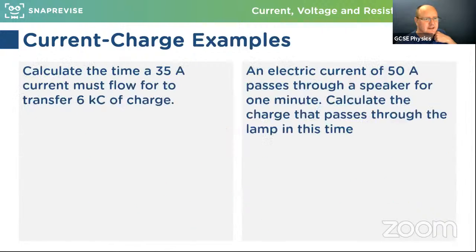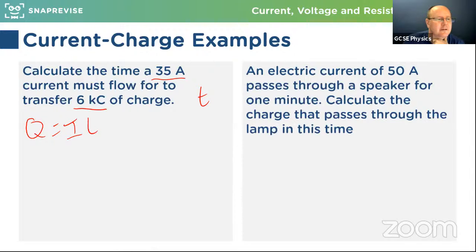Thanks a lot. So let's move on to some other examples then, charge current examples. Calculate the time that a 35 amp current must flow to transfer 6 kilocoulombs of charge. So we've got current and we've got charge, and we want to find the time. So we know we're going to use Q equals IT again, and we want to find time. What's the formula we need to use for this? How are we going to rearrange Q equals IT for this one?